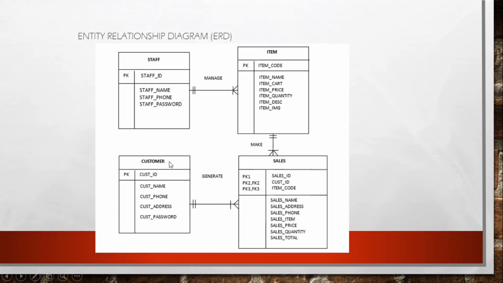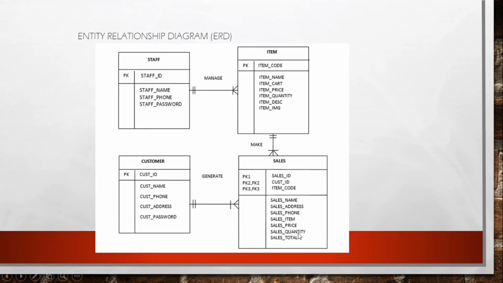For the customer table, they have customer ID, customer name, customer phone, customer address, and customer password. The primary key for the customer entity is customer ID. For the sales table, they have sales ID, customer ID, item code, sales name, sales address, sales phone, sales item, sales price, sales quantity, and sales total.